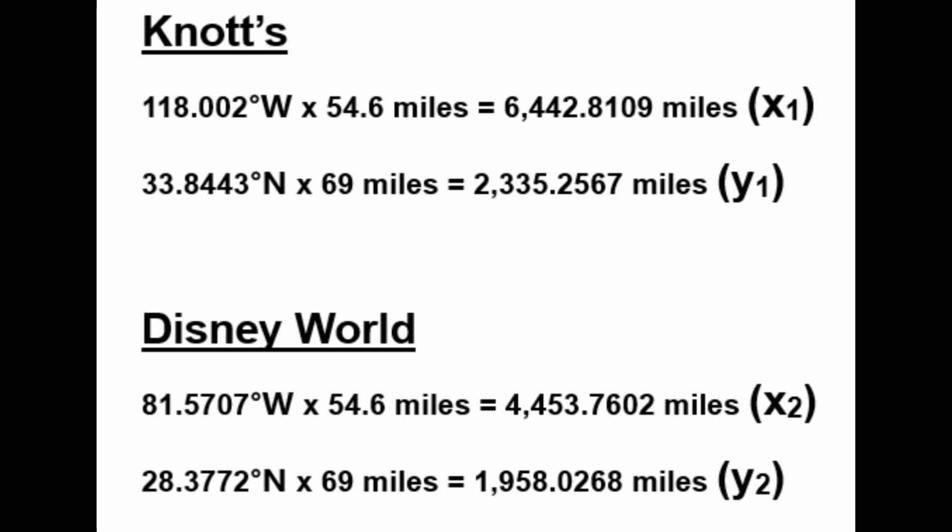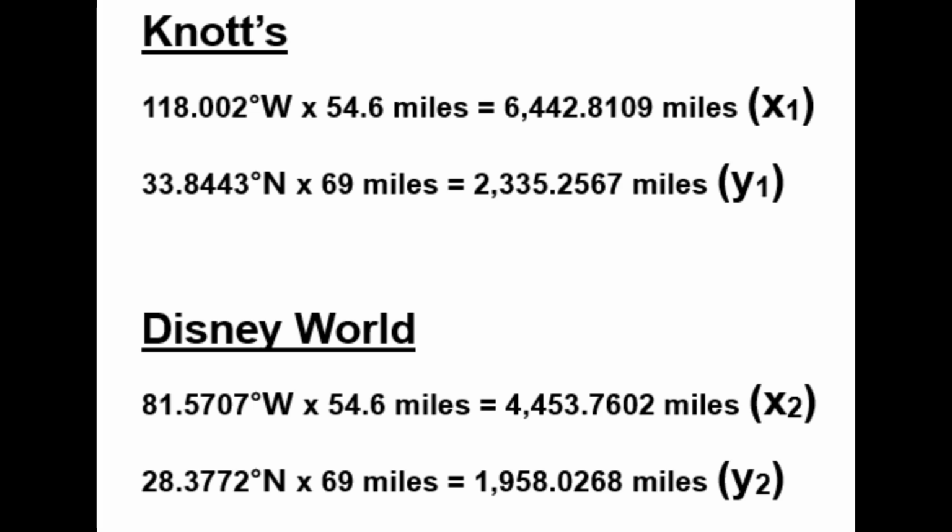For the latitude, we'll be multiplying by 69, which will give us 2,335.2567 miles. This number will represent y1. For Disney World, we will be multiplying the longitude by 54.6 miles, which will give us 4,453.7602 miles. This number will represent x2.